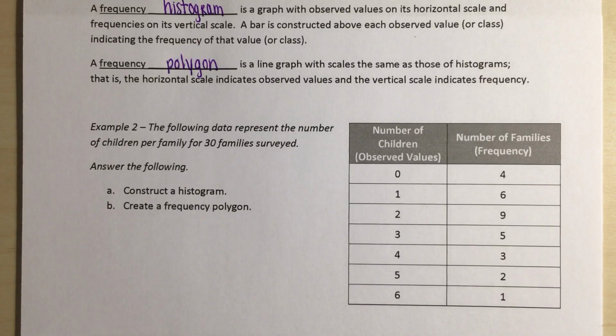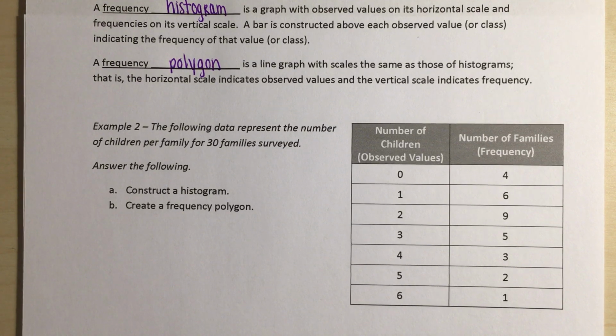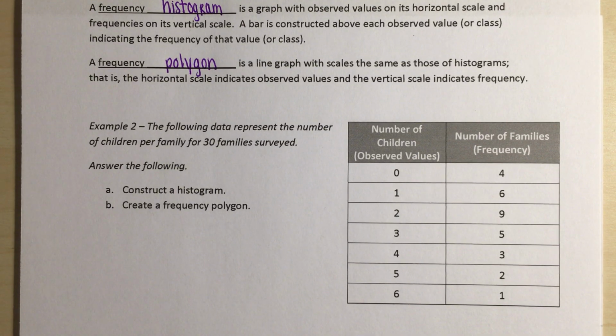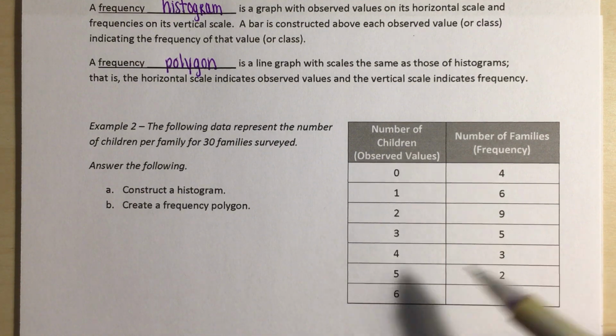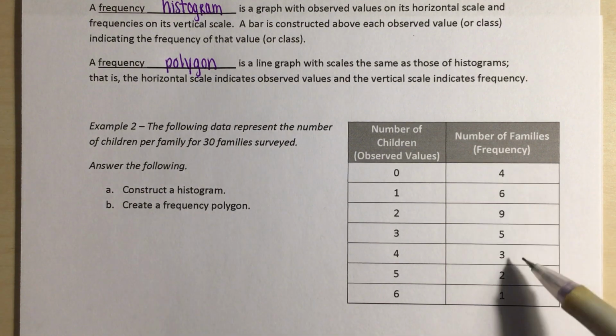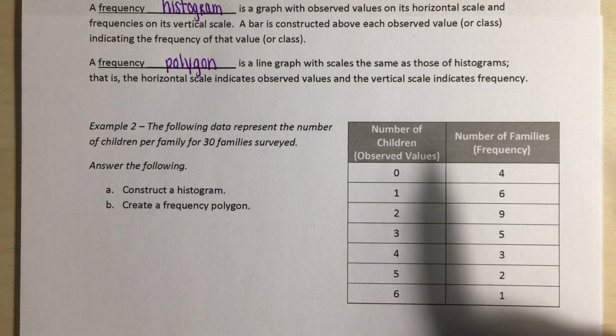Right, so in this particular example, we are going to construct a histogram and a frequency polygon. I'm going to sketch this out using pencil and then draw it back in using pen after we're done. So in this table of values that we have here, we have our observed values. So this is going to be our horizontal axis, right? And then our frequency, our number of families, is going to be our vertical axis.